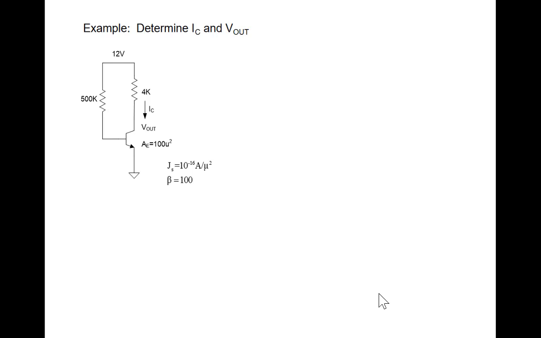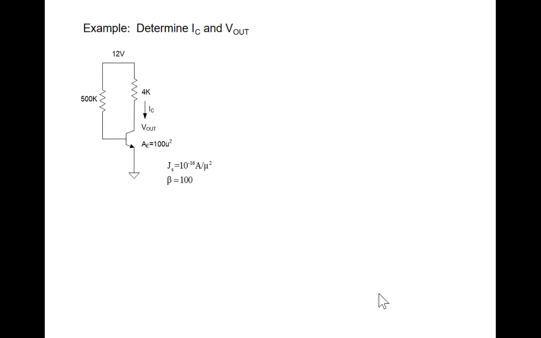Now we've got to verify. Is VBE bigger than 0.4 volts? Yeah, it's 0.6. Is VBC less than 0? So VBC is equal to 0.6 minus 2.88. And that's less than 0. So we verify the region of operation, and our output voltage is 2.88 volts.